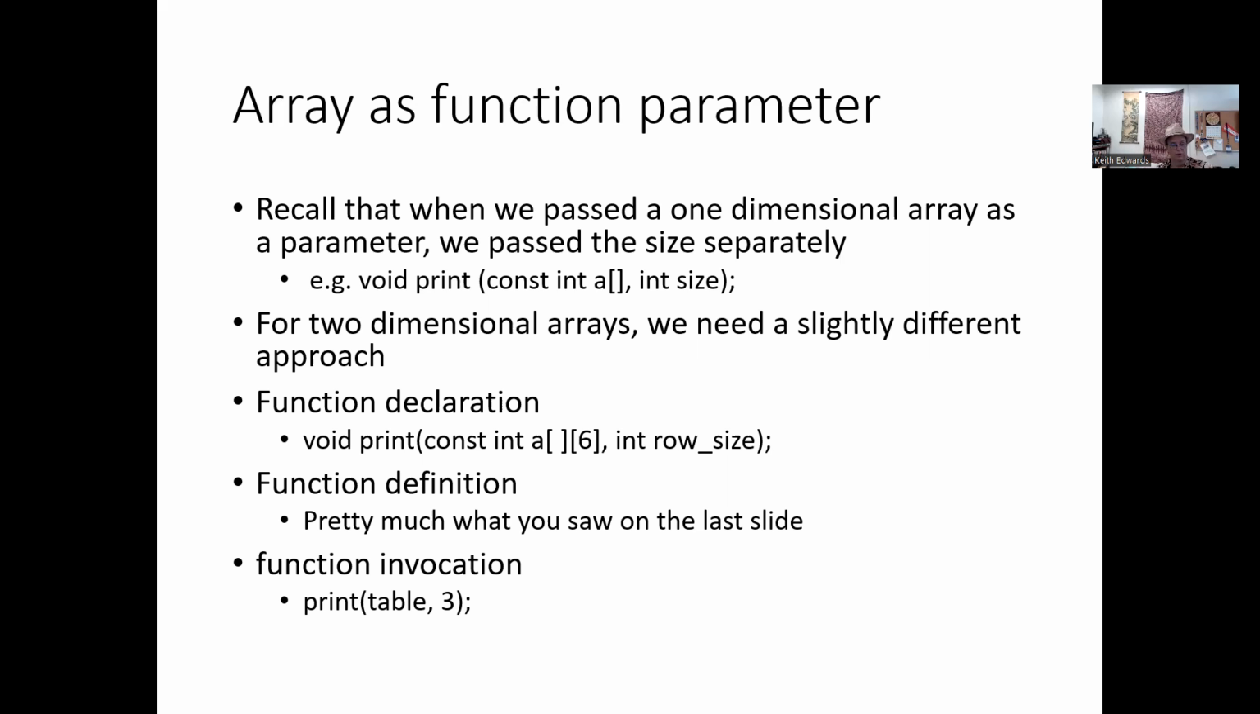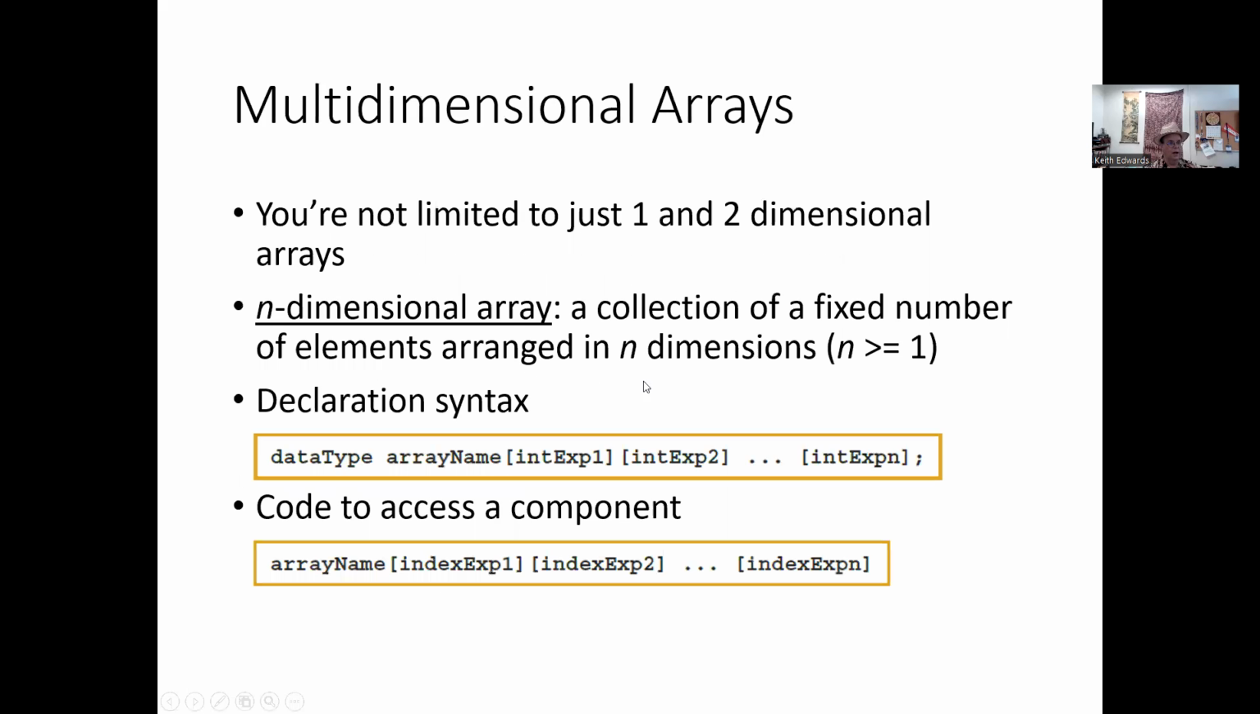And the function definition for printing this was pretty much what we discussed on the last slide. And then for the invocation, we would pass the name of the array along with the row size. You're not limited to just two-dimensional arrays. You can do n-dimensional arrays, and basically these are collections of a fixed number of elements arranged in n dimensions, and you would just keep adding the ones enclosed in the square brackets as long as you wanted to keep making the dimension larger and larger.